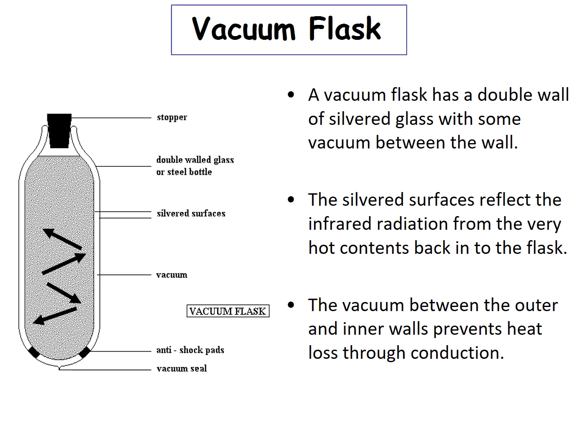This could come up as a 6-mark question. Explain how a vacuum flask works. To get 4 marks, you would need to say that the flask had a double wall, a reflective surface, and that the vacuum between the two outer surfaces prevents heat loss, because air is a poor conductor.